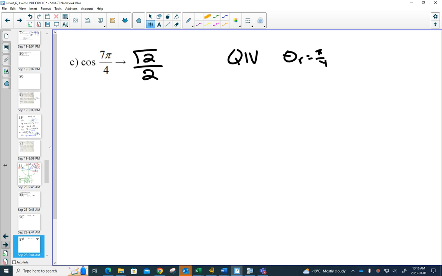If you wrote root 2 over 2, or 1 over root 2, both of those mean the same thing. One of them just has the denominator rationalized. But it's good to recognize them both, because sometimes you'll get questions where the 1 over root 2 shows up, sometimes the root 2 over 2. So knowing that both of those are the same thing can be helpful.